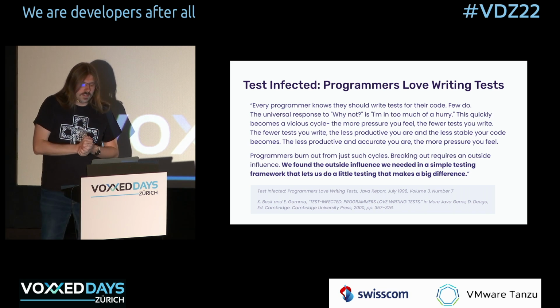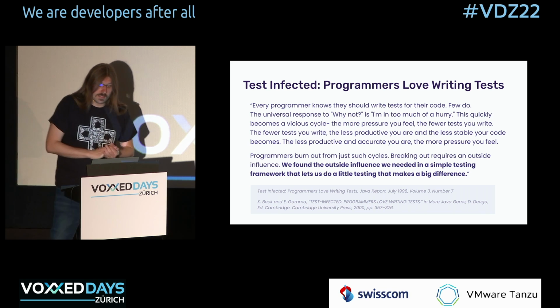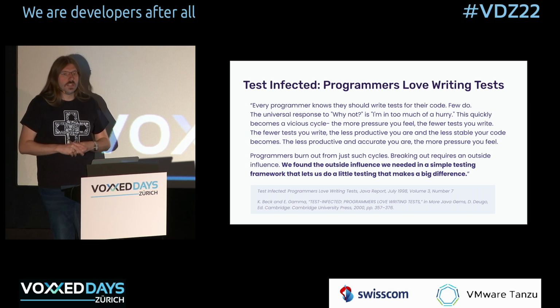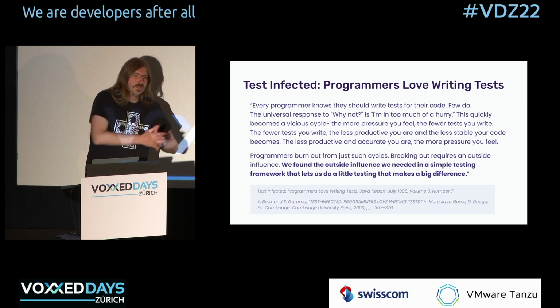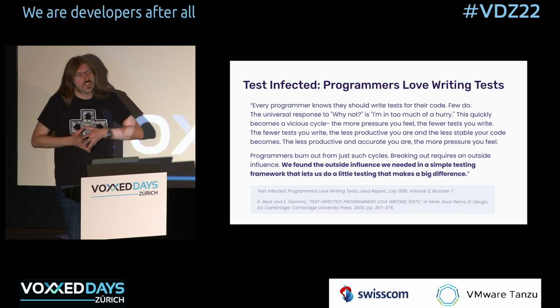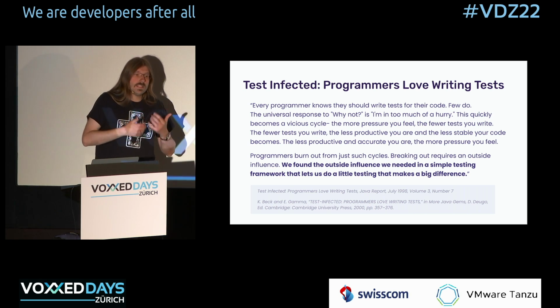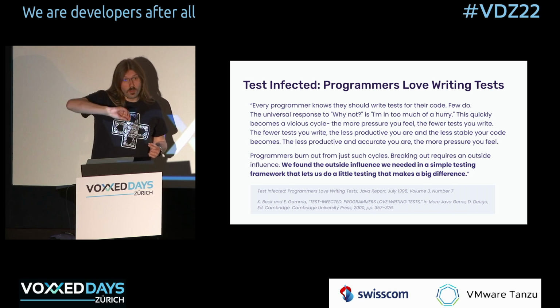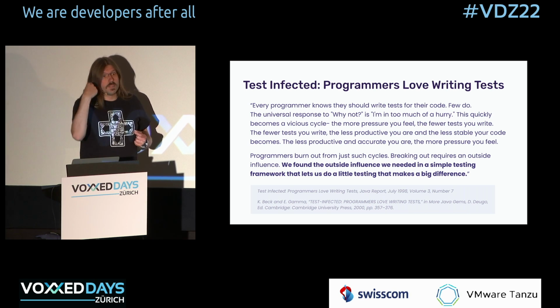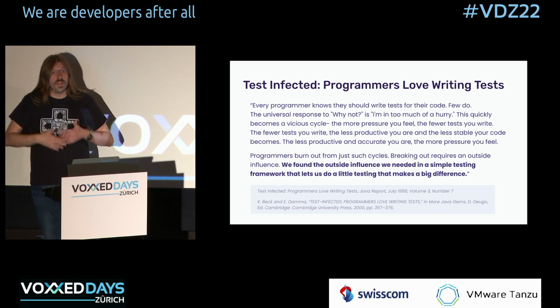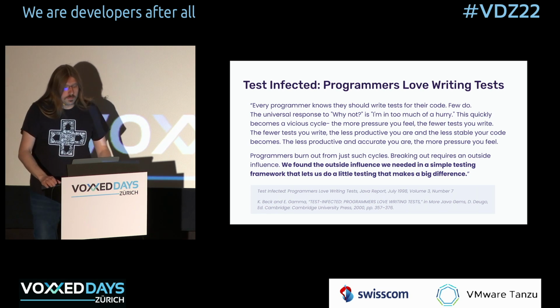Then what they say here is they found the outside influence we needed in a simple testing framework. Lets us do a little testing that makes a big difference. So to advocate testing for the developers, they found out that JUnit as a tool is a very useful thing because it makes testing much more enjoyable. You can approach it with a programmer's mind, and that's what they learn when they coach people to do more testing.